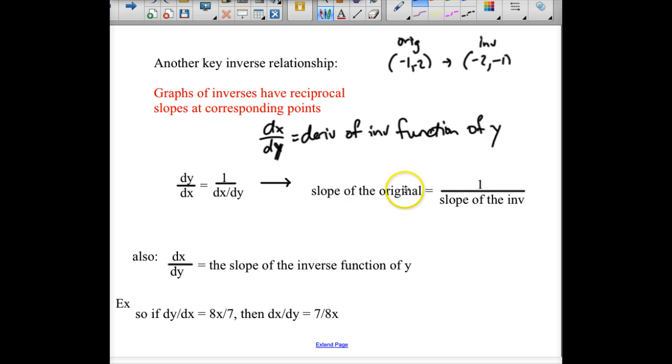Okay, so the slope of the original will equal 1 over the slope of the inverse. So if you know that the derivative of a function is 8x over 7, then this, which represents the derivative of the inverse, would be 7 over 8x, just that reciprocal relationship.